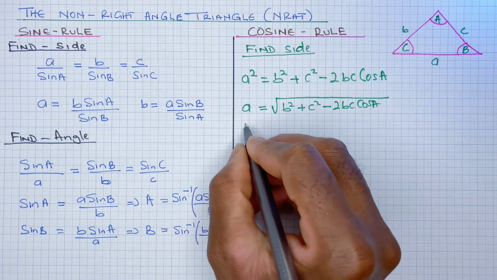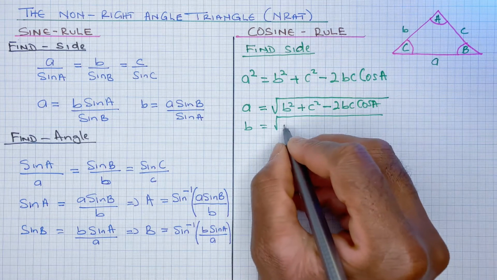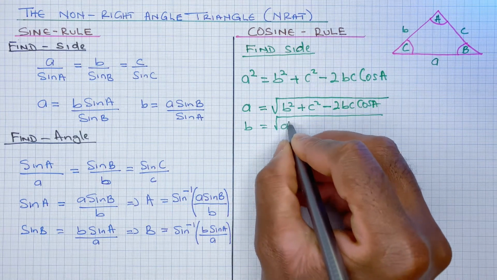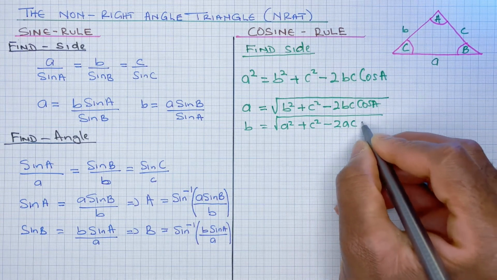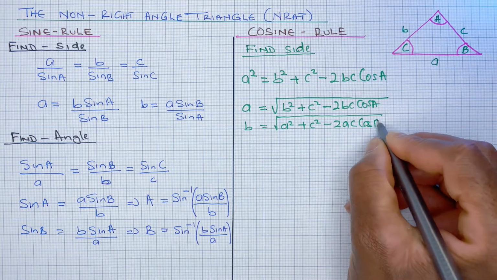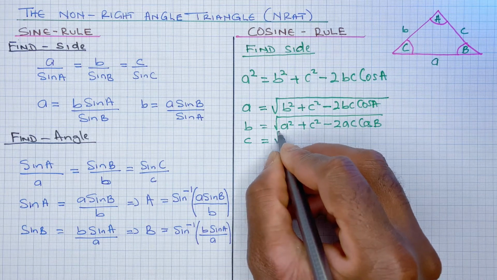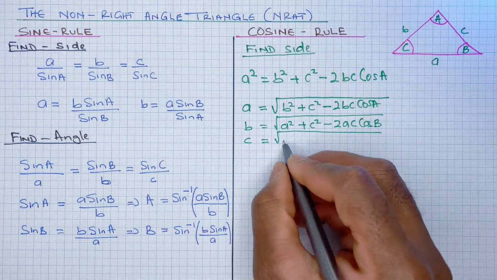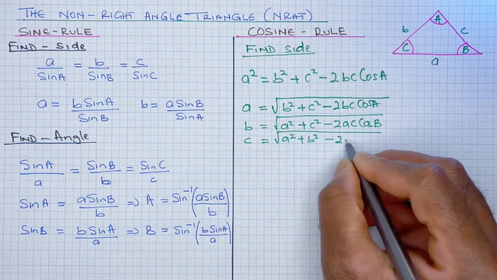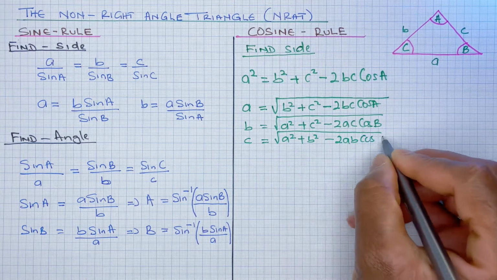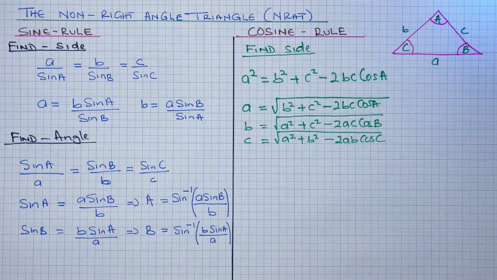Likewise, if you're looking for b, it would be the square root of a squared plus c squared minus 2ac cos B. And if you're looking for c, that will be equal to the square root of a squared plus b squared minus 2ab cos C. So that's how you find the side using the cosine rule.